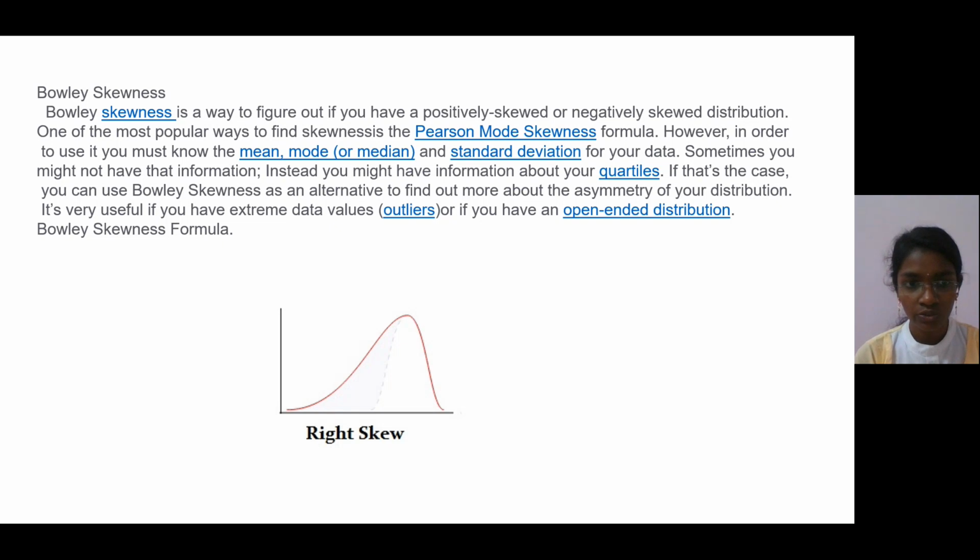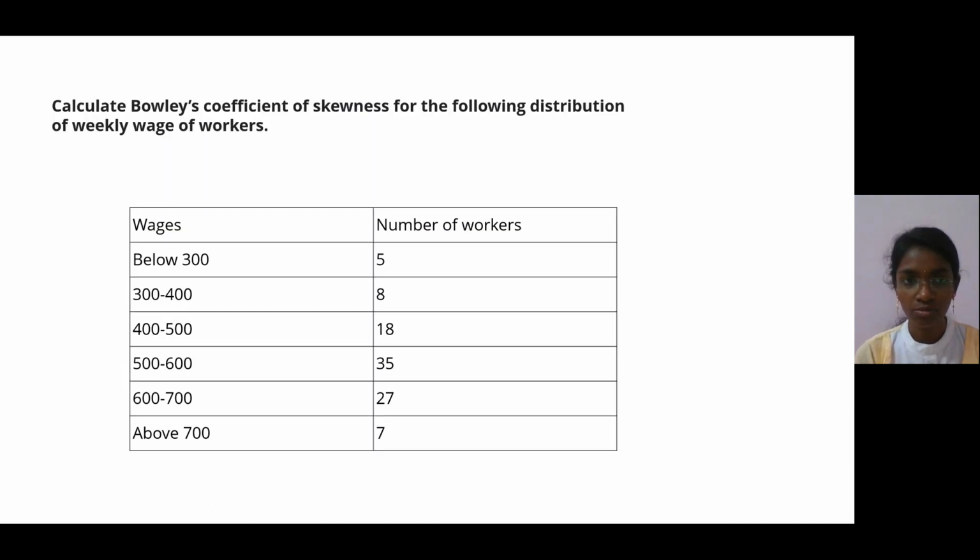Here is the right skewness of Bowley skewness. We have negatively skewed and positively skewed. Let us see an example problem.